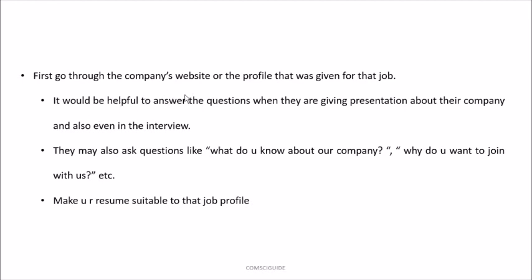In an on-campus interview, they will give a presentation about their company. So when they ask questions, it would be helpful to answer, and they will be impressed by your answer. And in interviews also, they may ask questions like, what do you know about our company and why do you want to join us, etc. If you go through the company's website, then you will come to know all these answers.